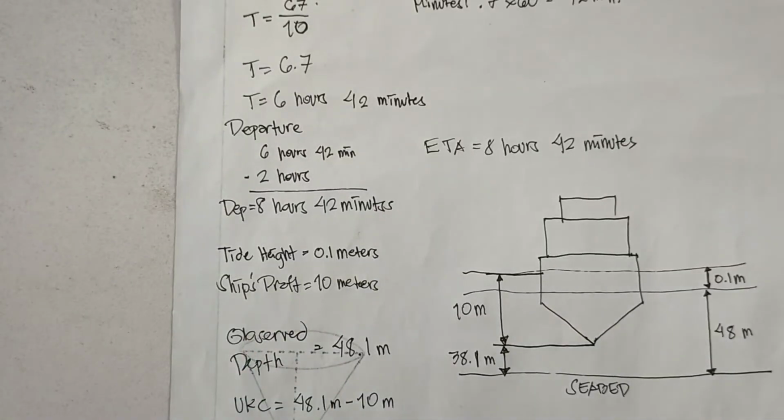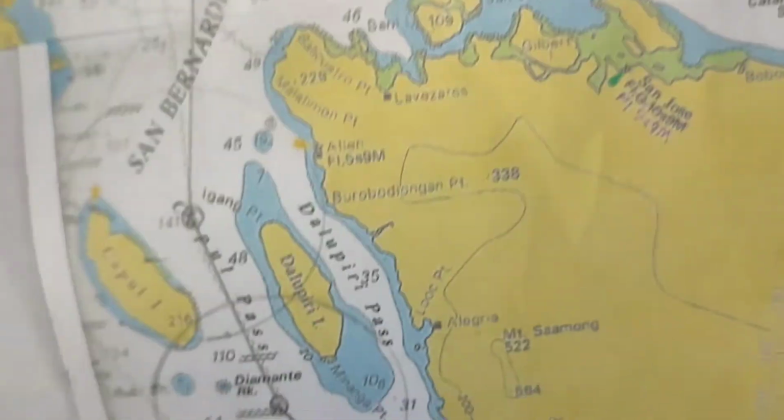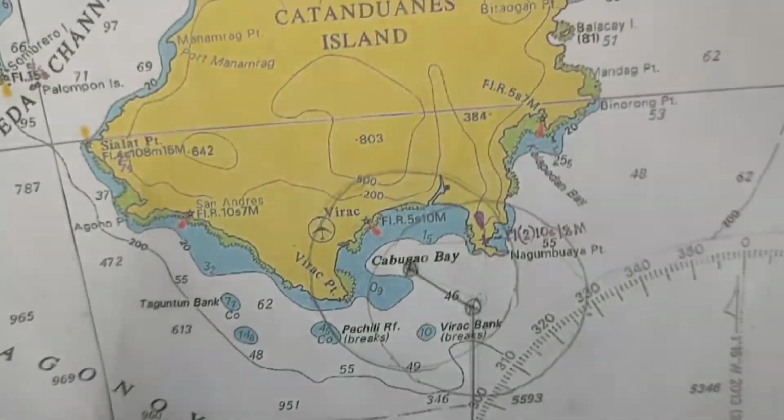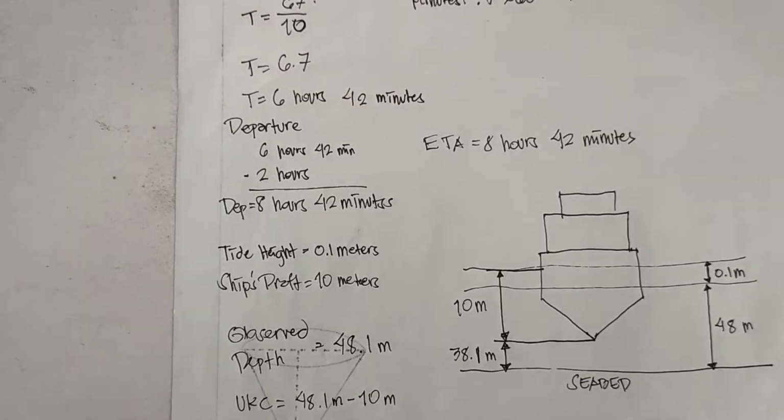So first we need to identify the two underwater obstructions. The first one is Diamante Rock and the second one is Virac Rock Bank. This is the Diamante Rock and Virac Rock Bank. This one. So first, the Diamante Rock. In the performance criteria, we need to determine first the time of passage to the nearest underwater obstruction. The first one is the Diamante Rock from Tacloban Pilot Station to Cabugay Bay.